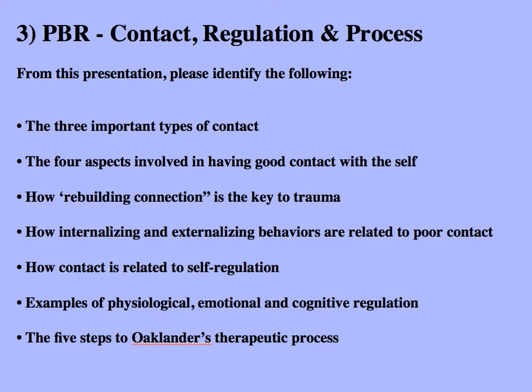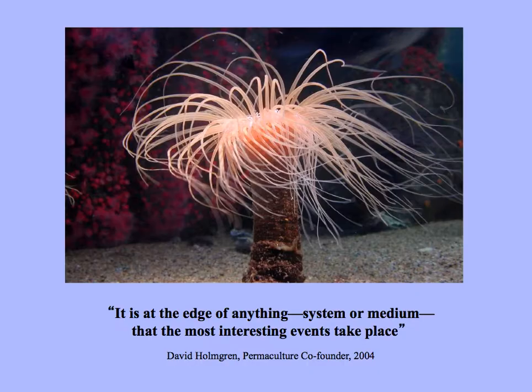And I'm going to ask you to identify 3 important types of contact, the 4 aspects involved in having good contact with the self, and how rebuilding connection is the key to trauma work, trauma-informed work, how both internalizing and externalizing behaviors are related to poor contact, how contact is related to self-regulation, and then examples of physiological, emotional, and cognitive regulation. And all this is going to feed into how this makes sense regarding Oaklander's therapeutic process. So I'm going to start with this idea of contact.